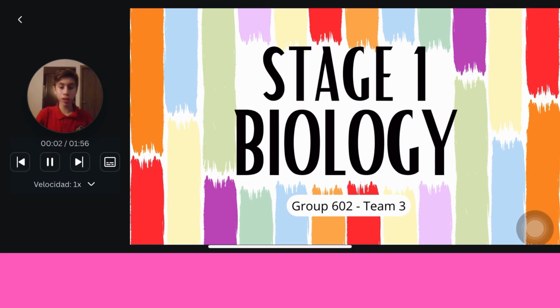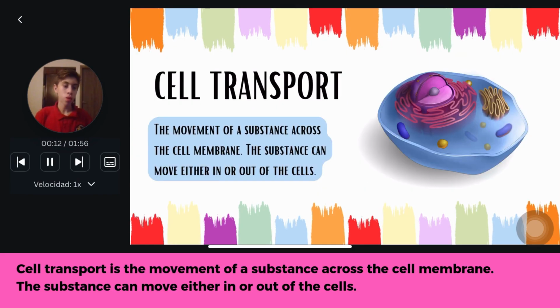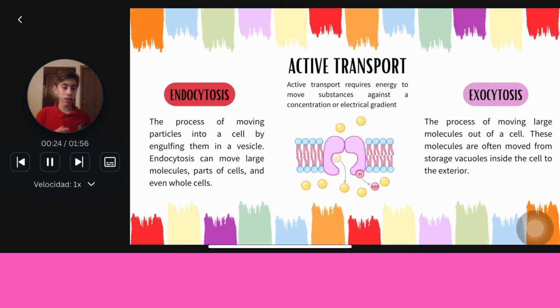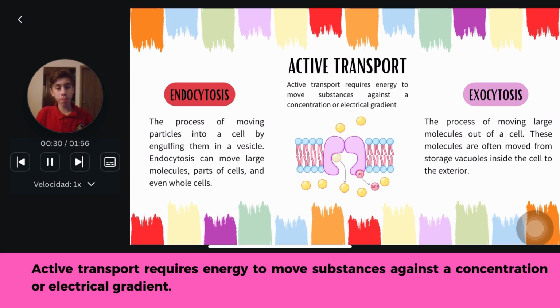Now, continuing, we're going to review cell transport. So, what is cell transport? It is the movement of a substance across the cell membrane. The substance can move either in or out of the cells. In cell transport there are two main types, one being active and the other being passive.